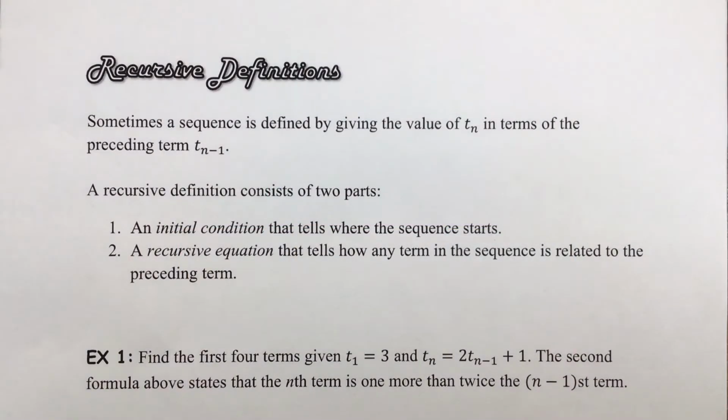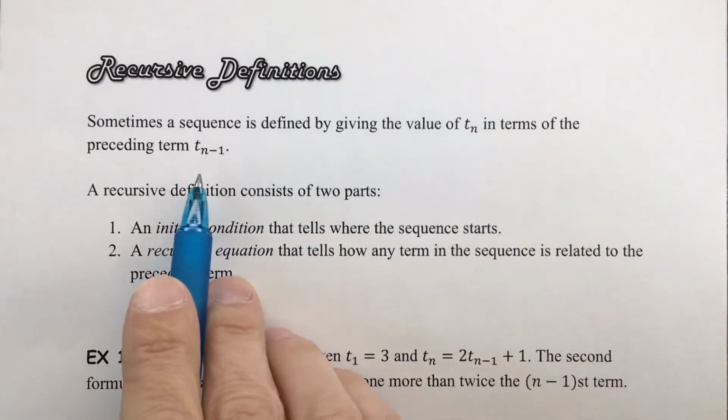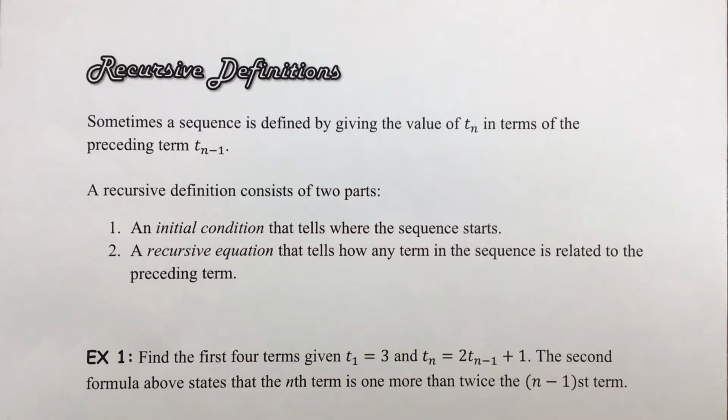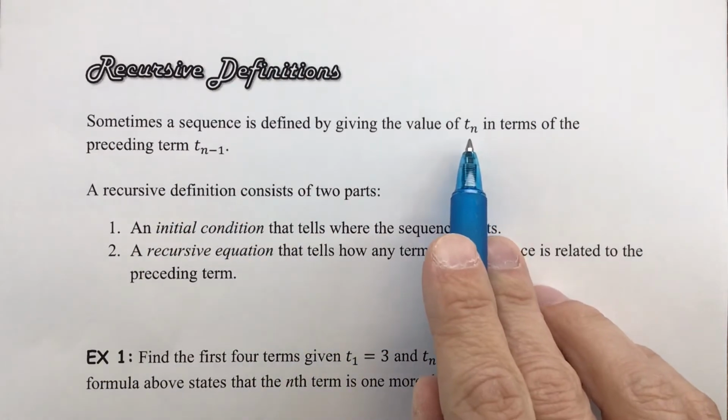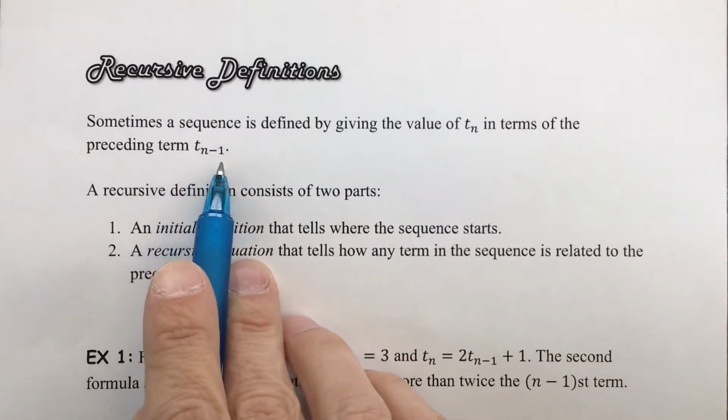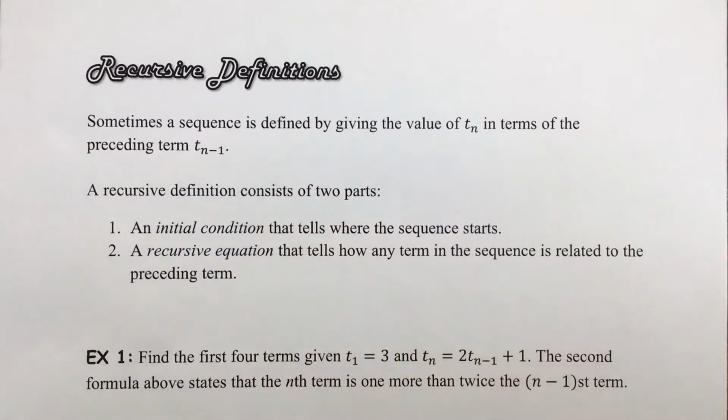Recursive definitions. Sometimes a sequence is defined by giving the value of Tn in terms of a preceding term, Tn minus 1. So if you're interested in figuring out any term called Tn, what you would do is use the term right before it, Tn minus 1. For example, if you're interested in getting the fifth term, T5, what you would be using to do that is T5 minus 1, which is actually T4, that preceding term.